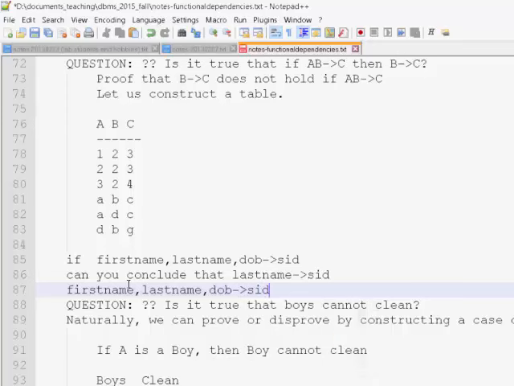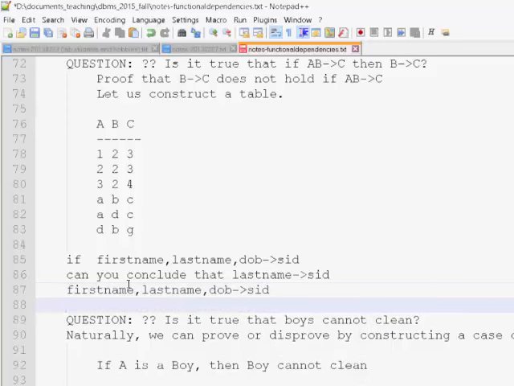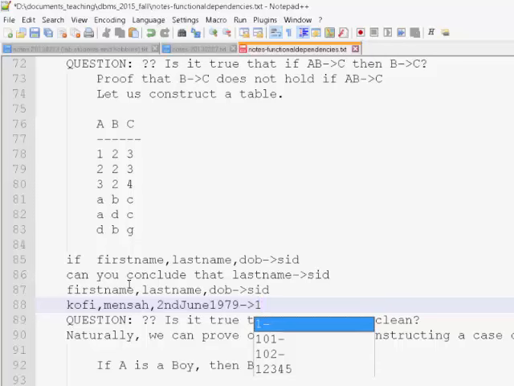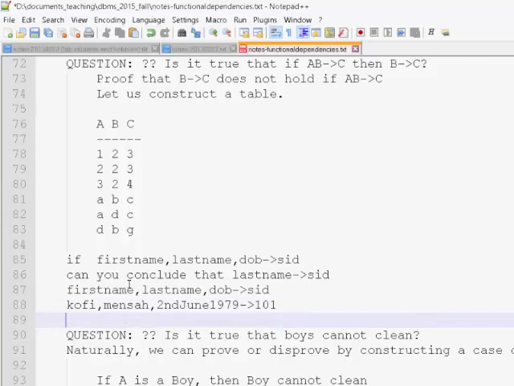You can't, actually. So if I did this, maybe there is. So what the strategy was doing was, you produce some sample data. For example, you can say, okay, Kofi Mensah, real person, maybe, born on the 2nd of June, 1979. His SID is... Right. I'll also come up with someone else. So this is a valid rule. This is a valid person I can come up with.